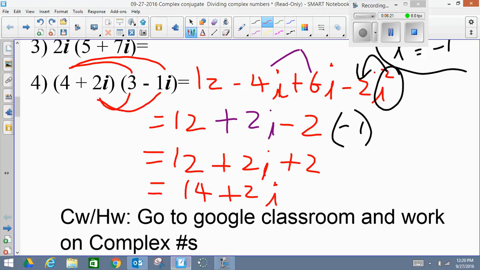A plus bi. After this, I assigned some work in class, which is in Google Classroom, to practice adding, subtracting, and multiplying. I'm going to do another one with division.